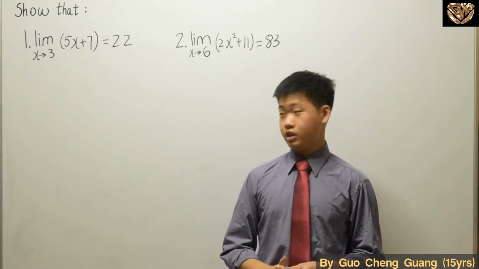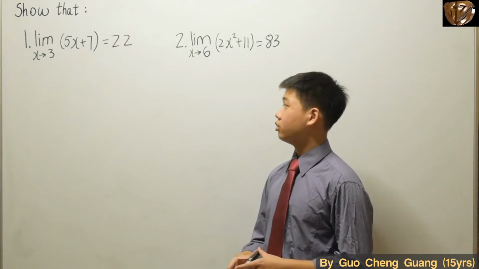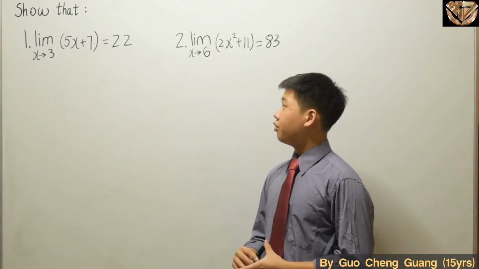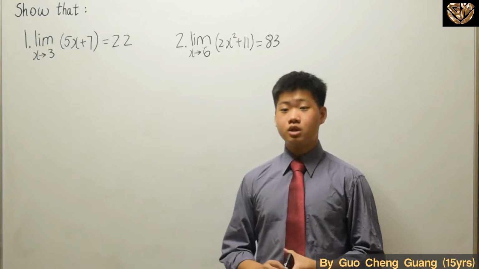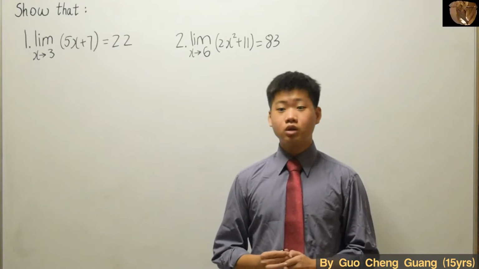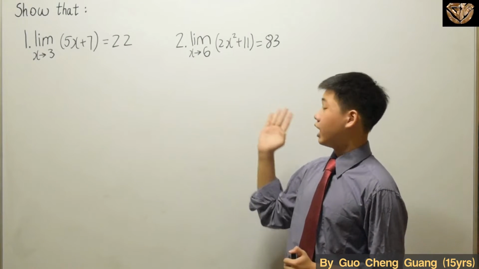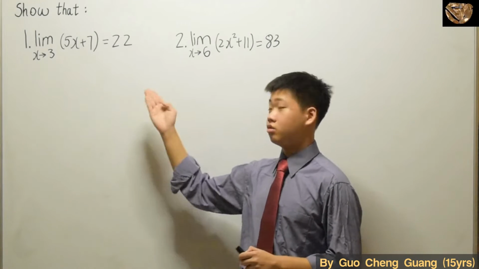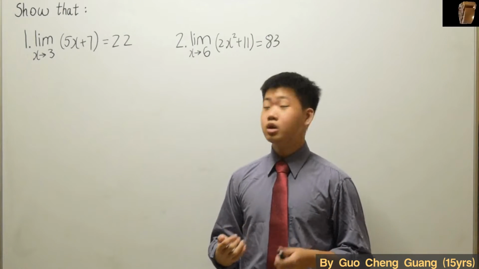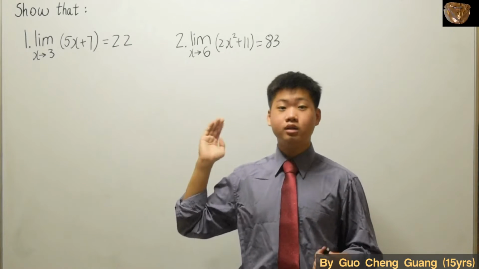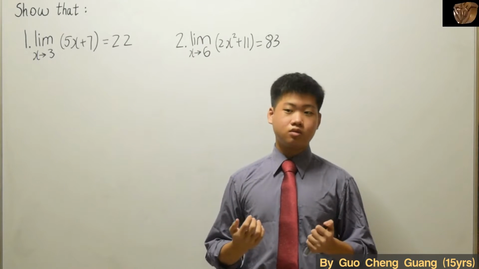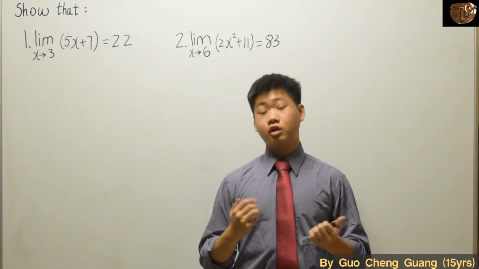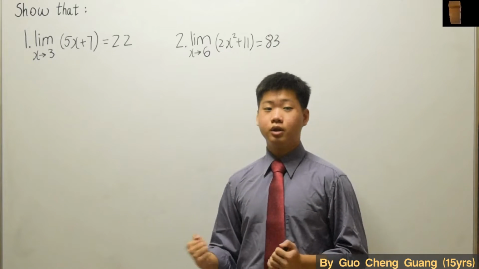Now let's take a look at the first example, where we need to show that the limit as x approaches 3 of 5x plus 7 is equal to 22. Of course, if you take a look at either of these examples, it is easy to solve them. You just have to substitute the x in. But when you want to show why this is correct, you might not know. So we're going to show you how you could use this epsilon delta method.